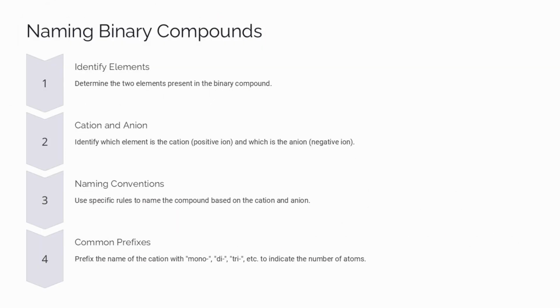The periodic table is a powerful tool for understanding the elements that make up binary compounds. To name a binary compound, we first need to identify the two elements present. Next, we need to determine which element is the cation, positive ion, and which is the anion, negative ion. There are specific naming conventions we can use based on the cation and anion to properly name the compound. For example, we can use prefixes like mono-, di-, tri- to indicate the number of atoms of the cation. Understanding these naming conventions is crucial for being able to communicate clearly about binary compounds.